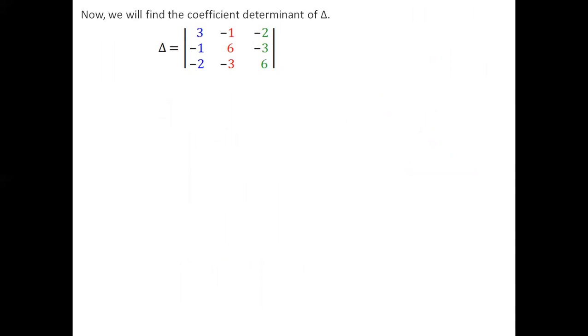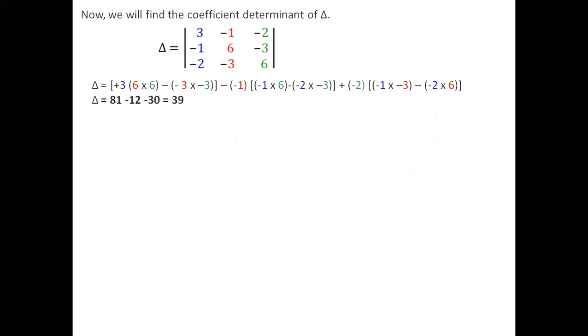You know it is a 3 by 3. We need to take, that is how to find out, 3 into 6 into 6 minus minus 3 into minus 3. That is the first one. You can see here 3 into 6 into 6 minus minus 3 into minus 3. That is the first one.